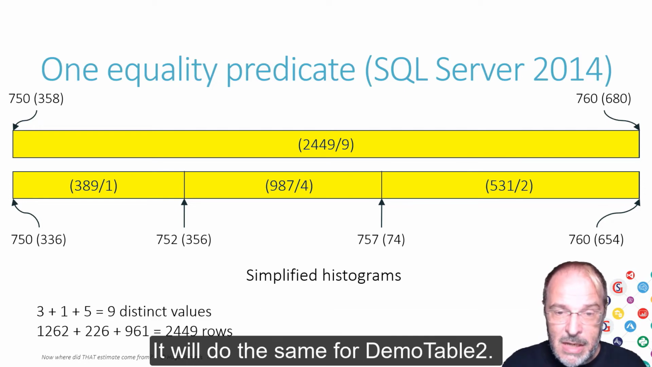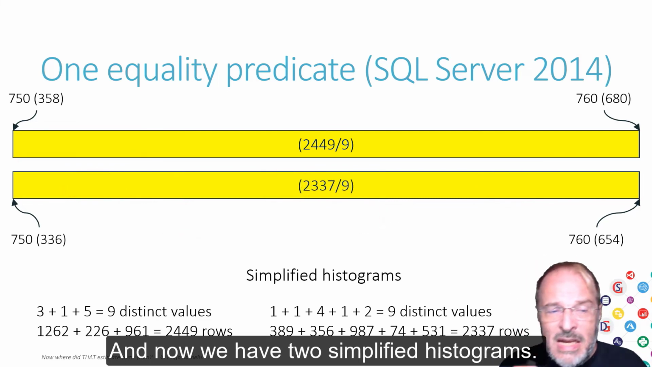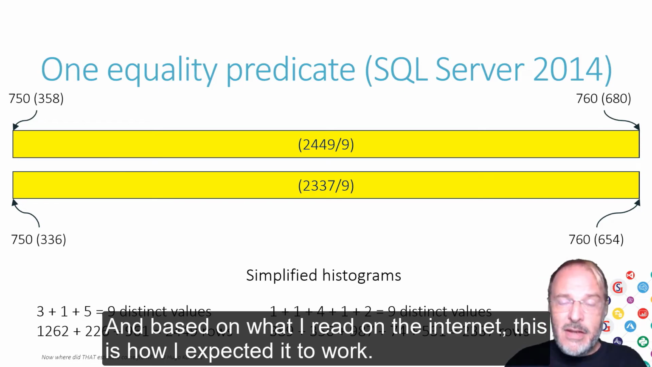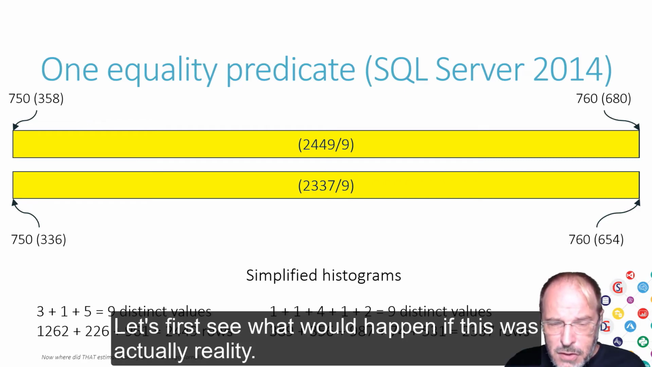It will do the same for demo table 2. And now we have 2 simplified histograms. And based on what I read on the internet, this is how I expected it to work. But watch, it's not entirely correct. We'll get there. Let's first see what would happen if this was actually reality.